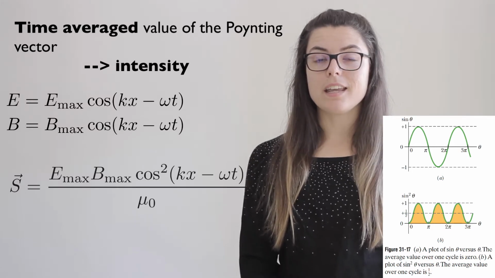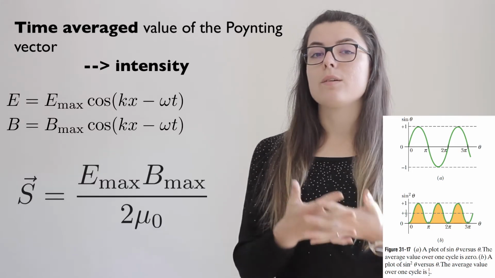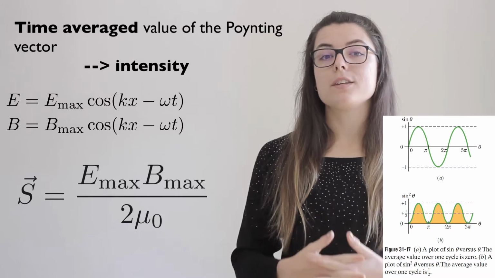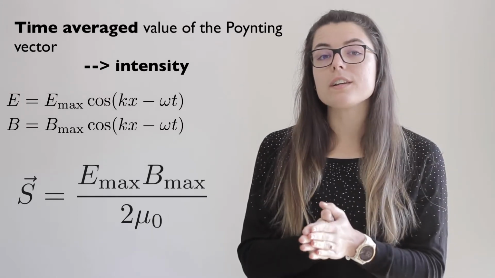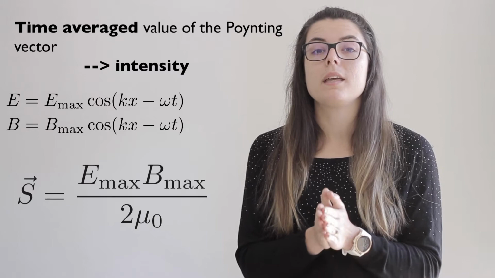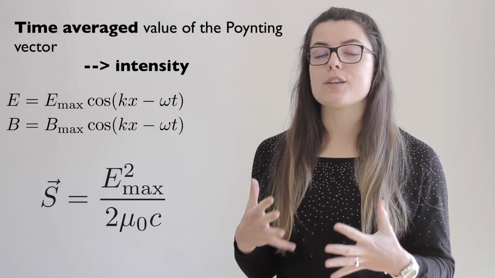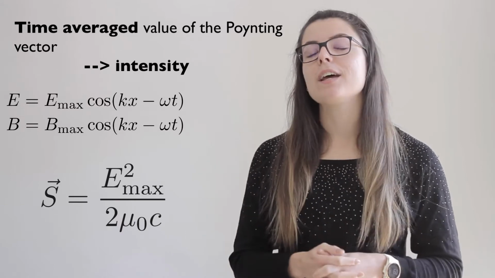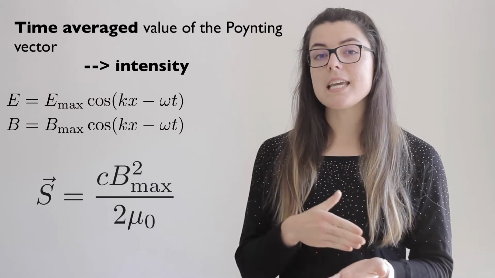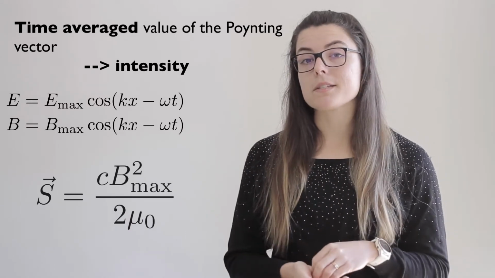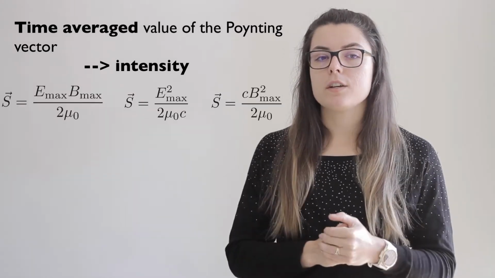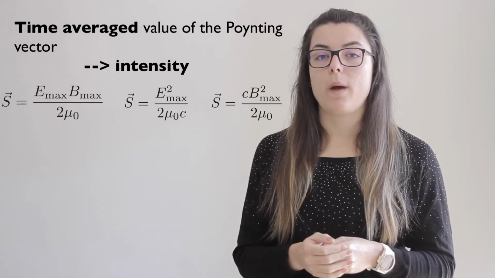So when we sub that in, we end up with S equals E max B max divided by 2 mu naught. So if we wanted it in terms of E, like we said before, it would be E max squared divided by 2 mu naught c. Or if we wanted it in terms of the max of the magnetic field, we would say c multiplied by B max squared divided by 2 mu naught. So this is the intensity of the wave.